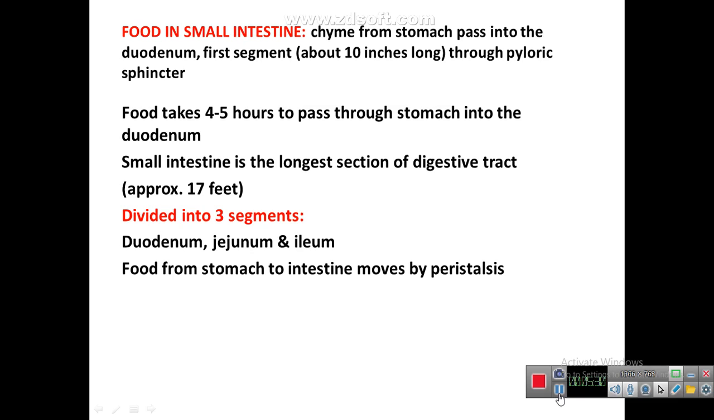Small intestine is the longest section of the digestive tract, approximately 17 feet. It is divided into 3 segments. First one is known as duodenum, second one is known as jejunum, and third one is known as the ileum. Food from the stomach to intestine moves by means of peristalsis.